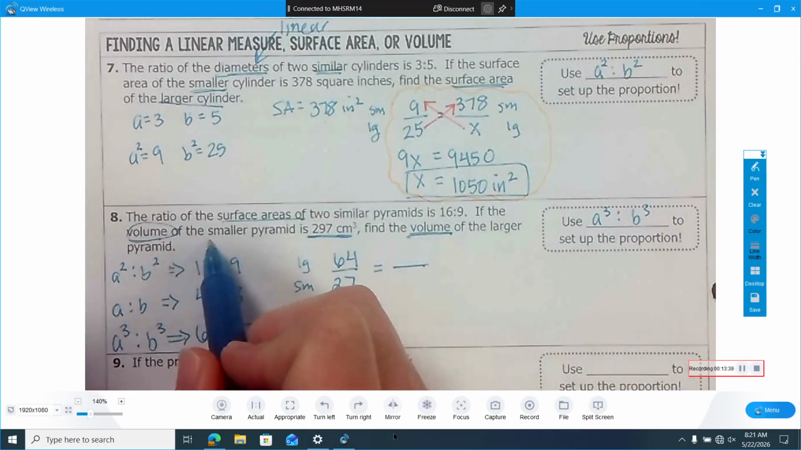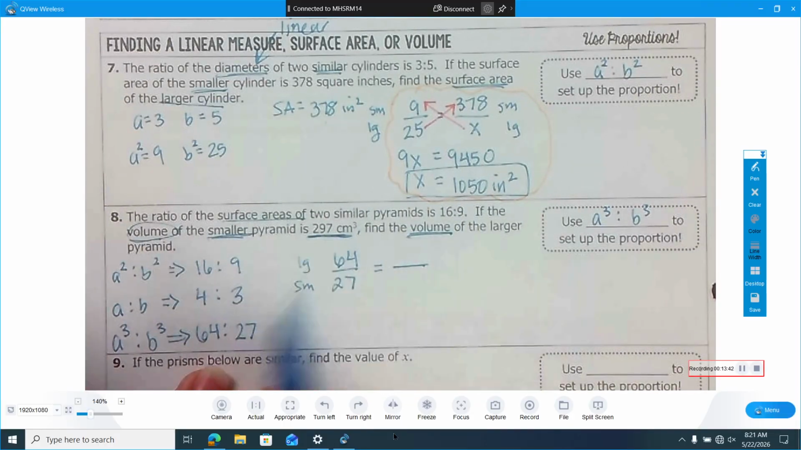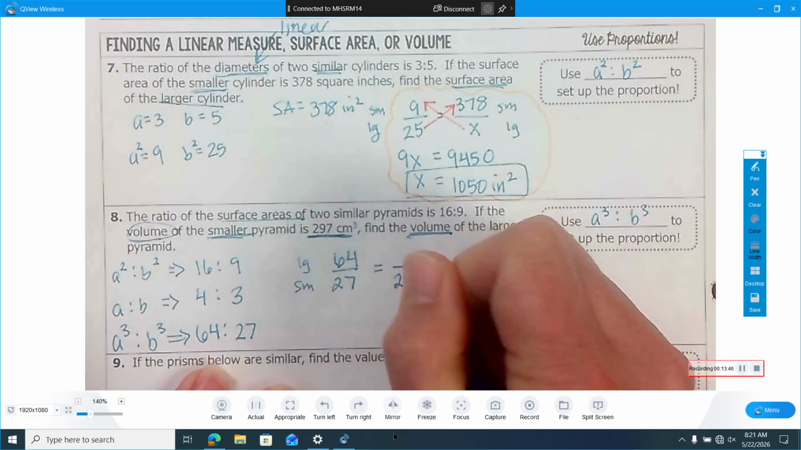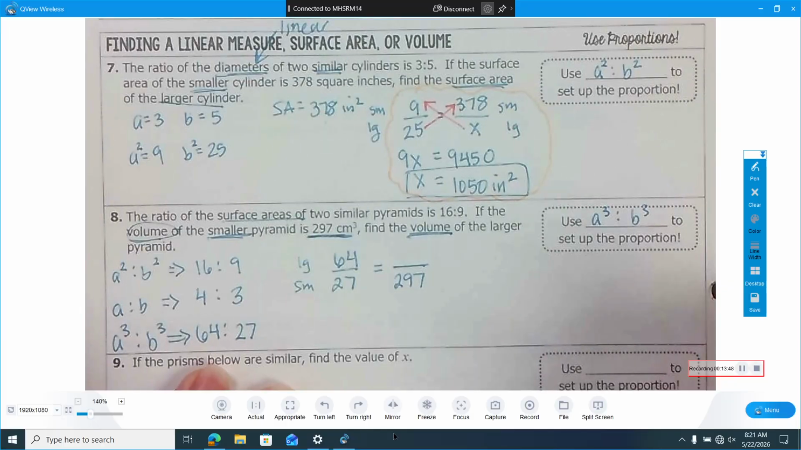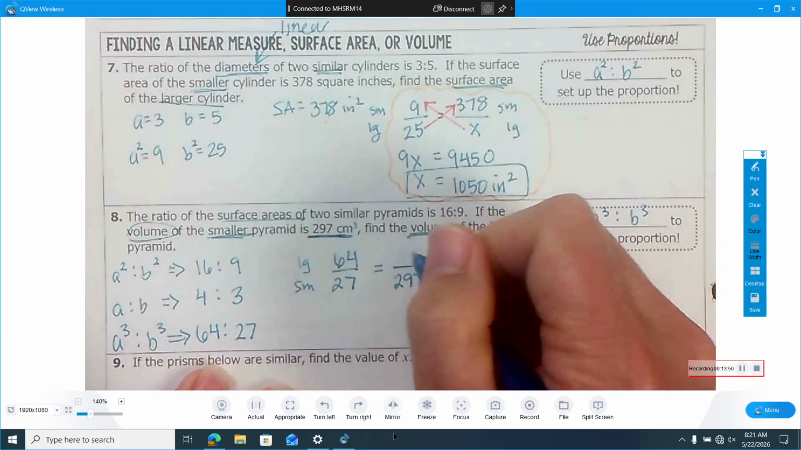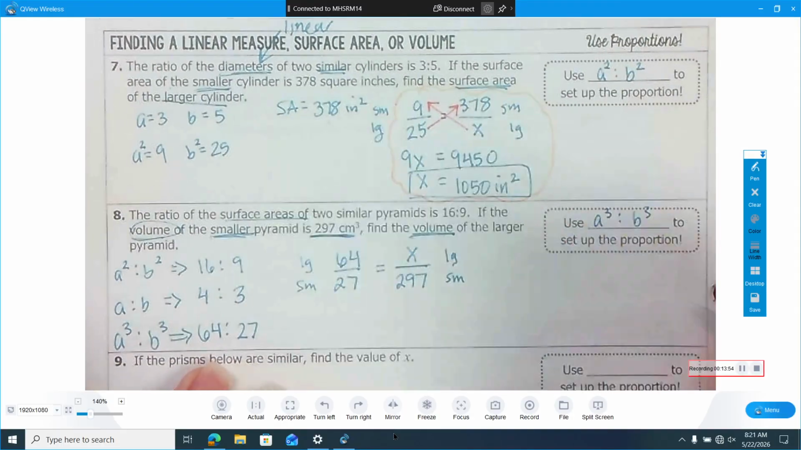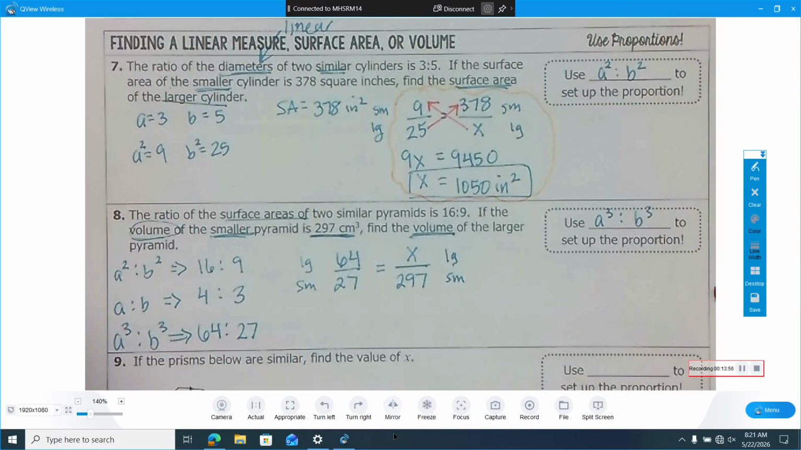297 on the bottom. The smaller pyramid is 297. So that's going to go on the bottom, centimeters cubed. And the larger pyramid has to go on the top. So you have to keep it organized, large over small. That is the big key thing there. Large over small. And then we can cross multiply.